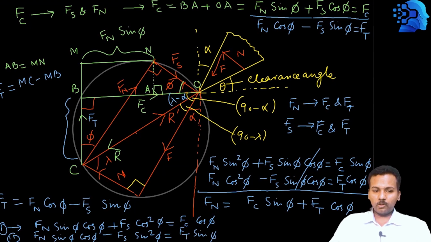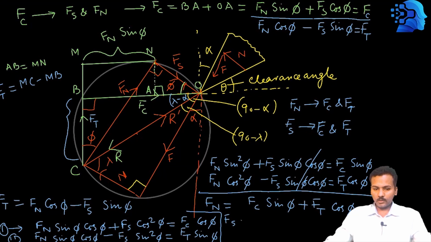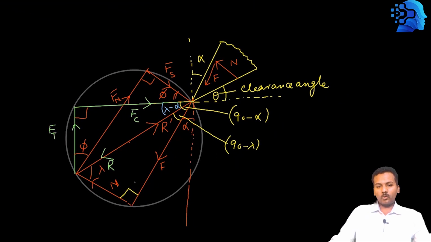Now subtract the second equation from the first equation, you will get the Fs equal to Fc cos phi minus Ft sin phi. Fs equal to Fc cos phi minus Ft sin phi. Now further we want to calculate the relationship between this friction force in terms of Fc and Ft.